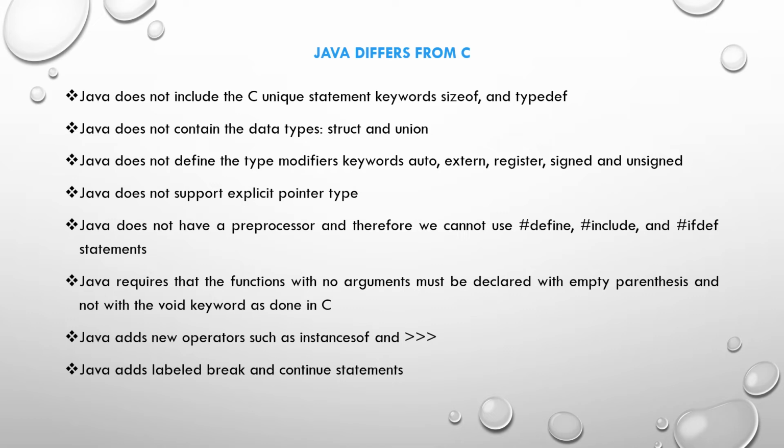But C programming defines some type modifiers like auto, extern, register, signed and also unsigned. Then the next difference is Java does not support the explicit pointer type, but C programming supports the explicit pointer type. Then go to the next point.